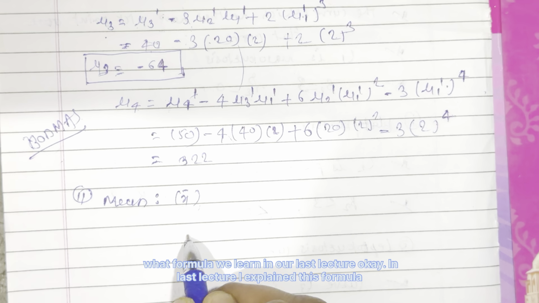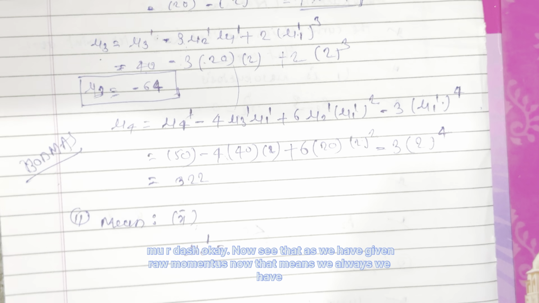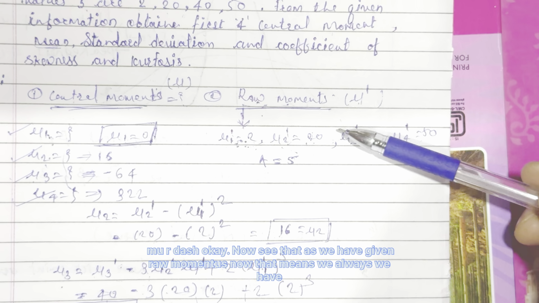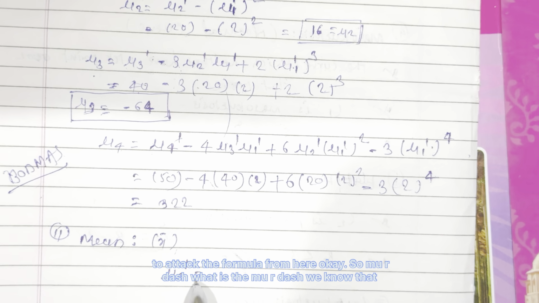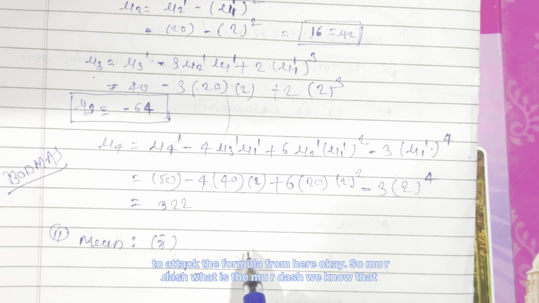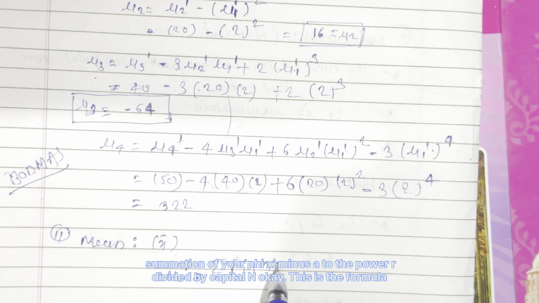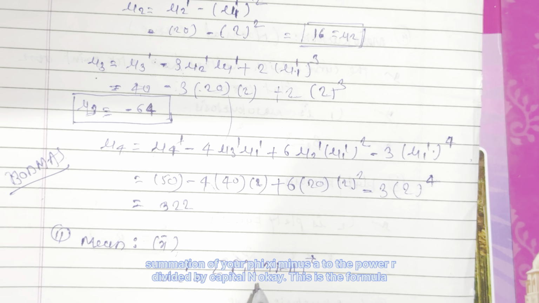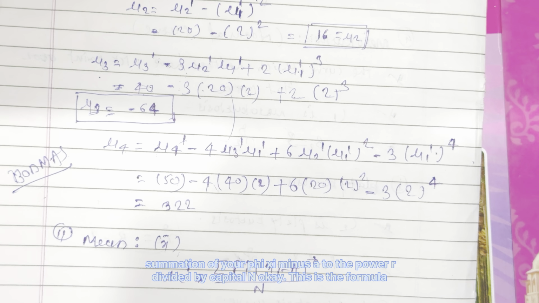In the last lecture I explained this formula, mu r dash. Now, as we have been given raw moments, we have to take the formula from here. So what is mu r dash? It is the summation of fi times (xi minus a) to the power r, divided by capital N. This is the formula that we learned in our last lecture.